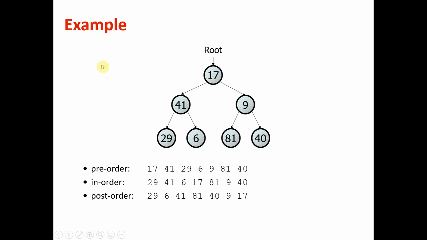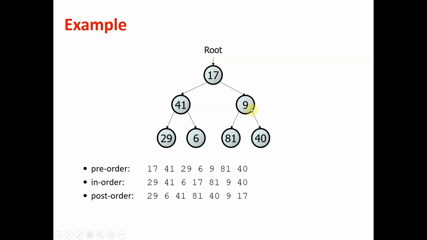So the left subtree is done. So we go to the node itself. So it's going to be 29, 41, 6, and now 17. Okay, 29, 41, 6, and 17. Now we can go to its right subtree. We get here. Can I display it?